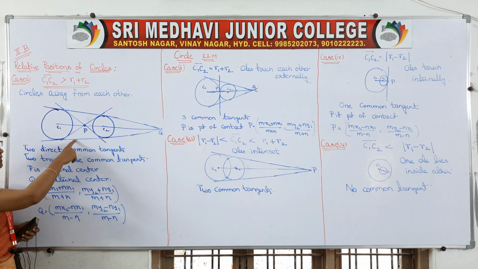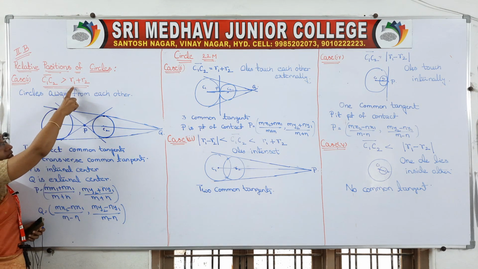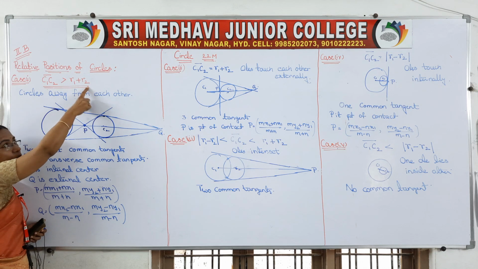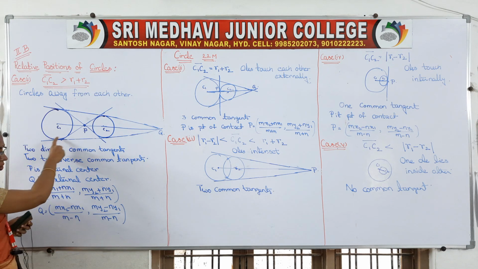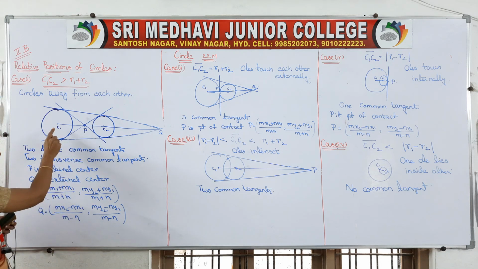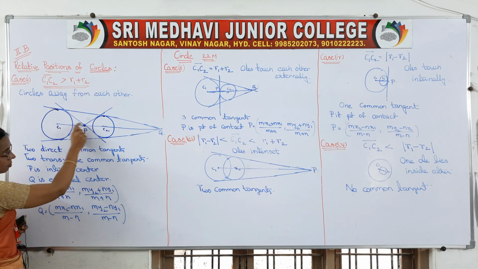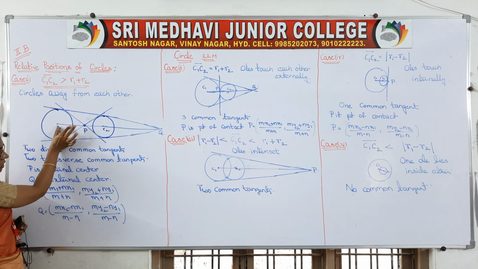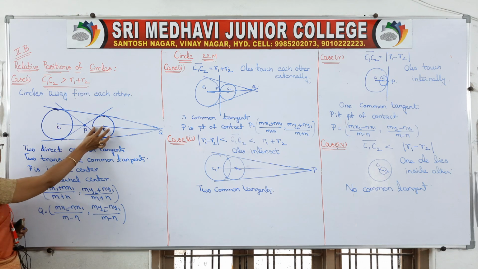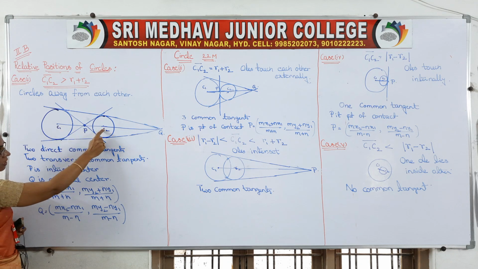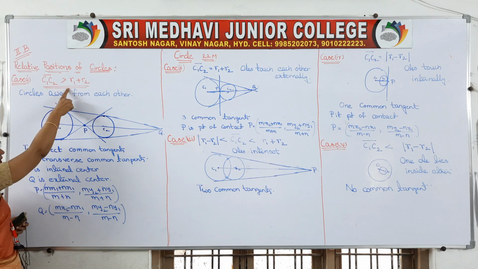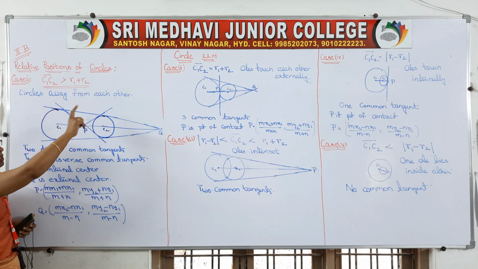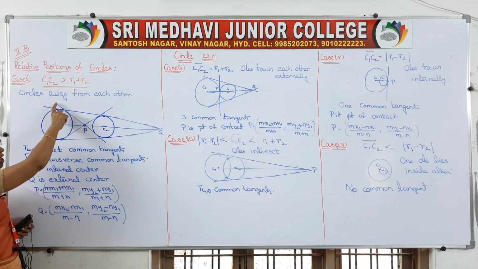So the first case is if C1C2 is greater than R1 plus R2, then the two circles will be away from each other. They do not touch each other. See, C1C2 is the distance from here to here. R1 is this one, R2 is this one. If you add R1 plus R2, this distance plus this distance, definitely your C1C2 is greater than R1 plus R2. Whenever you get this condition, we write that the two circles do not touch each other or are away from each other.